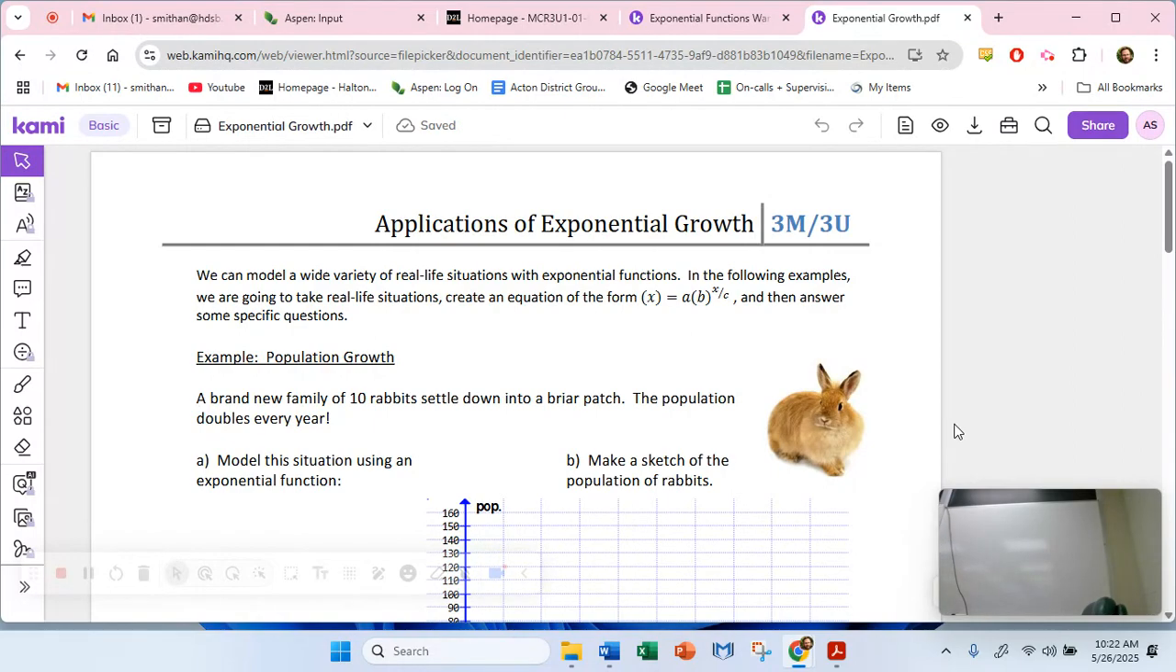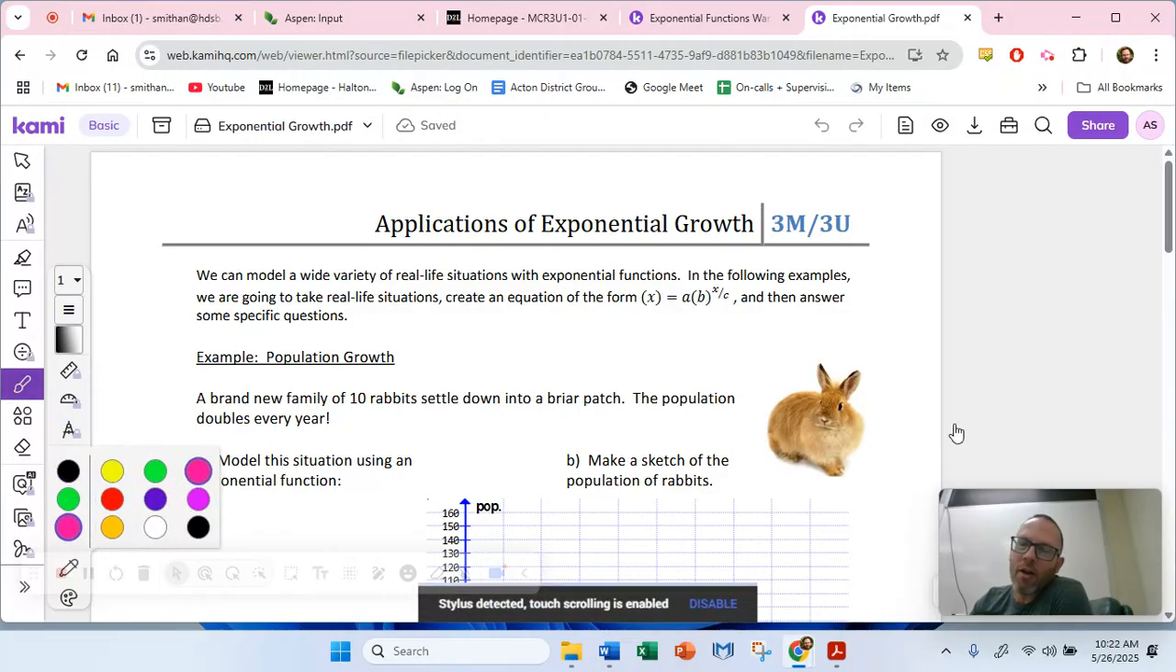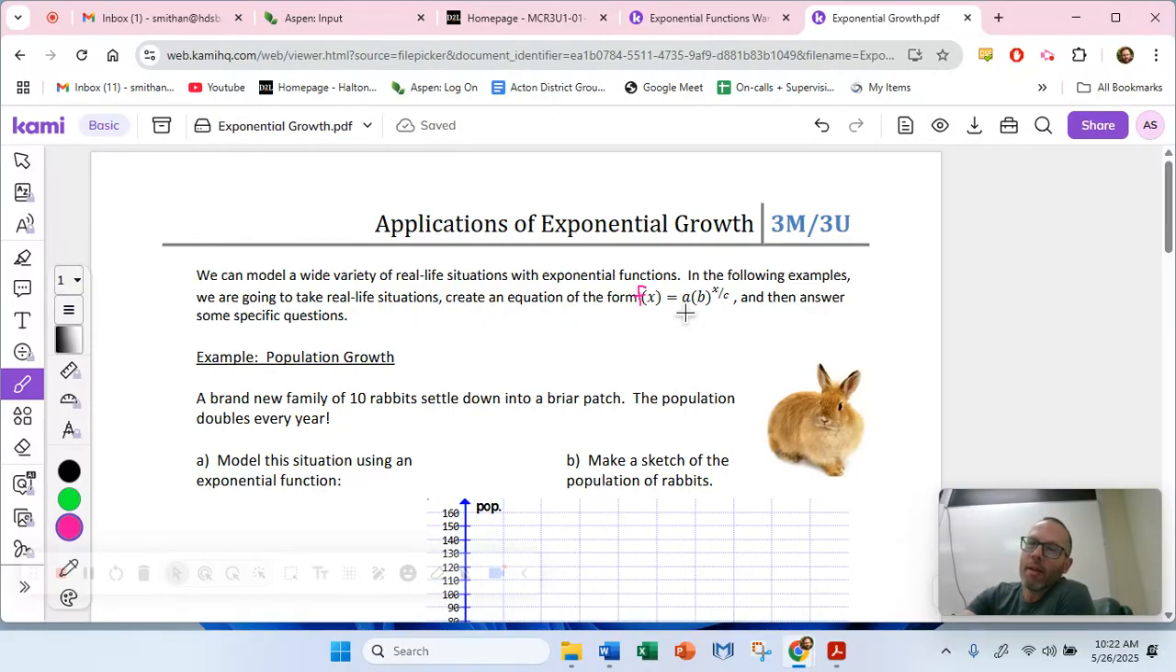You guys will note, I'm not sure why when I open up my notes in this program, it's dropping my f of x. That should say f of x. I'm going to blame the computer program. Totally not user error. I would never make a mistake like that.